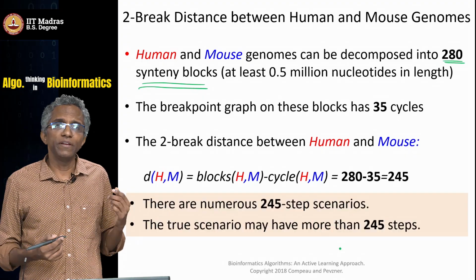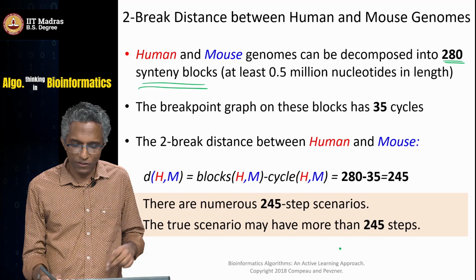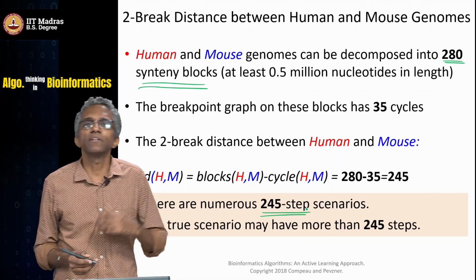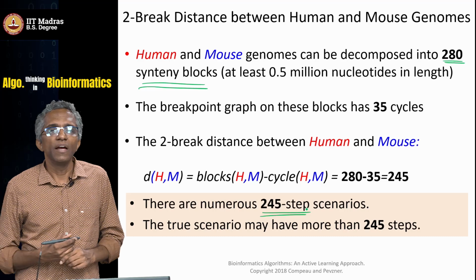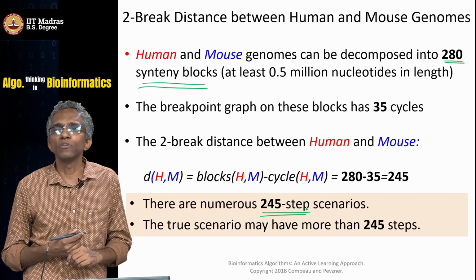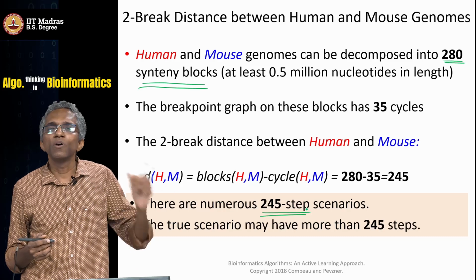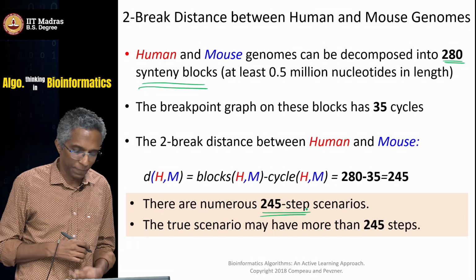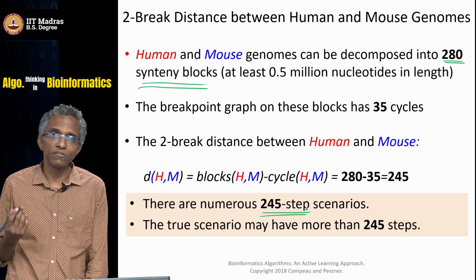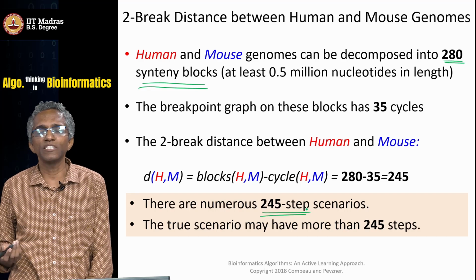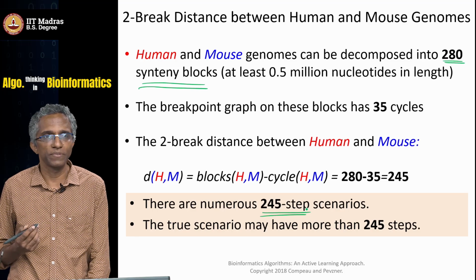Now, there may be more than one scenario. In fact, there are numerous 245-step scenarios of different series of 2-break operations that will transform one genome to the other. The true evolutionary scenario may also have more than 245 steps, but it cannot be smaller than 245 steps because the optimum is lower bounded by 245. So, the actual evolutionary scenario may have 245 or more than 245. A parsimonious explanation is that it had 245 steps.